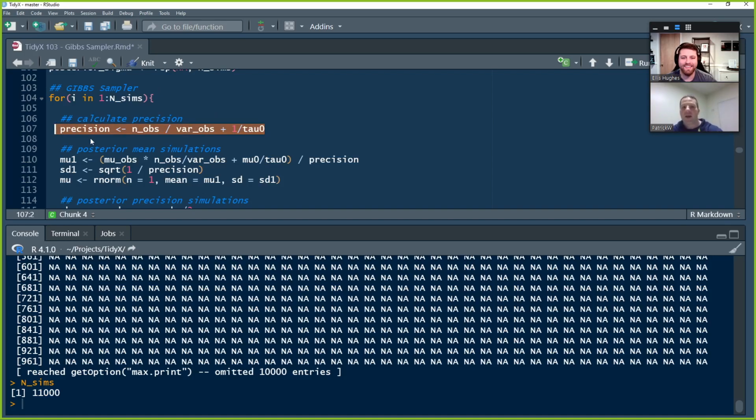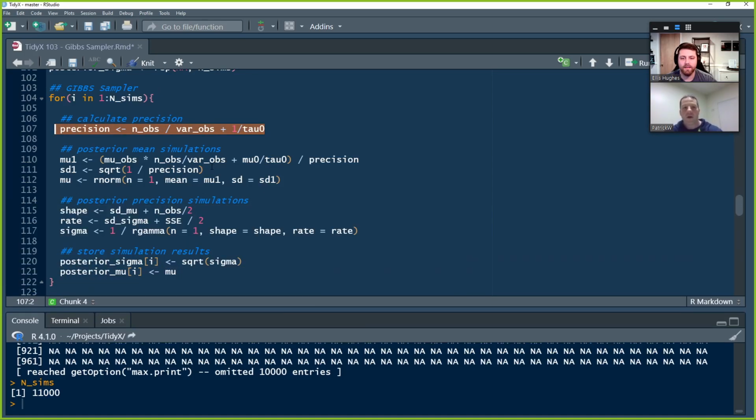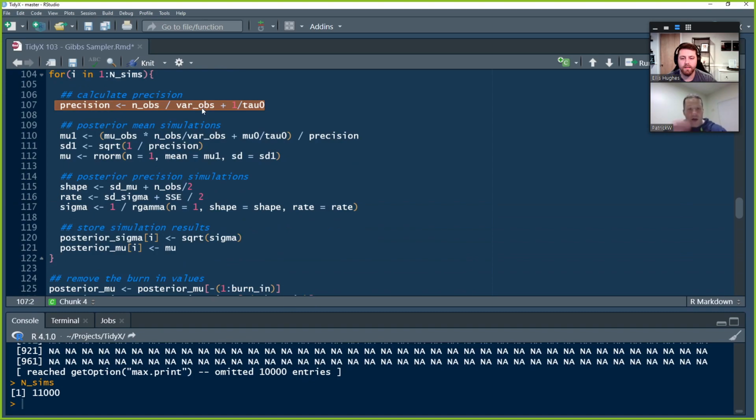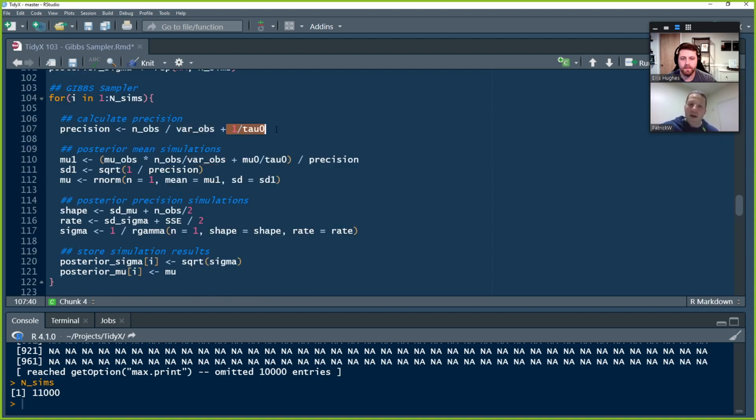The first step is we want to calculate precision, and precision is calculated as the number of observations we have, which was 6, divided by the variance of those observations, plus 1 divided by the standard deviation of our mean, our tau. Okay? Then from that precision, we move on to calculating the mean of our simulation.